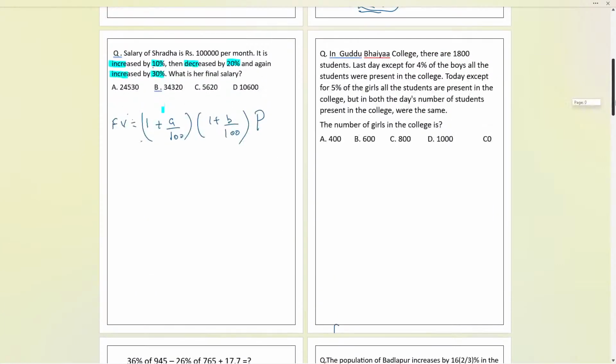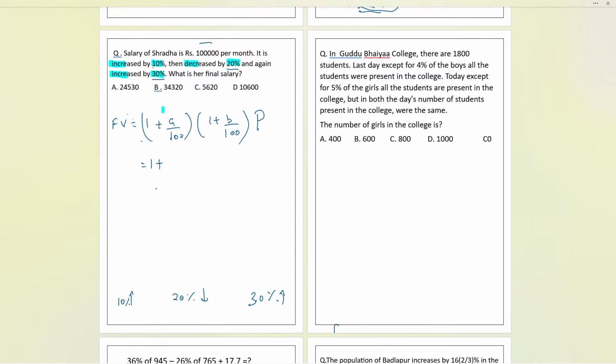Now let us see what we have here. The salary is 1 lakh. Firstly it increased by 10%. So 10% first increase, then 20% decrease. Okay, no issues. Now here the 30% again increases. What is happening? It is increasing, decreasing. Let us now see that.